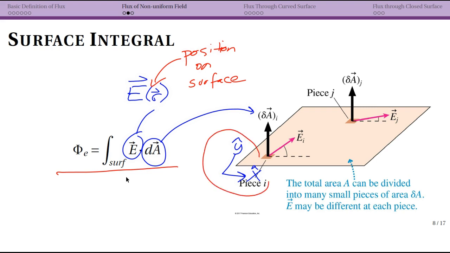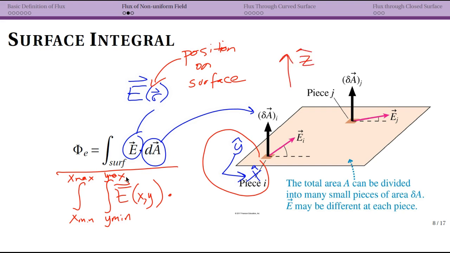So in the case that we have a surface that lies in the xy plane, you would integrate, for instance, from x min to x max, and then y min to y max. You have E as a function of x and y, and again it's a vector and it's dotted with dA, where notice that in this case up is now the z hat direction. So that's actually a little bit easier when we go to do the dot product.